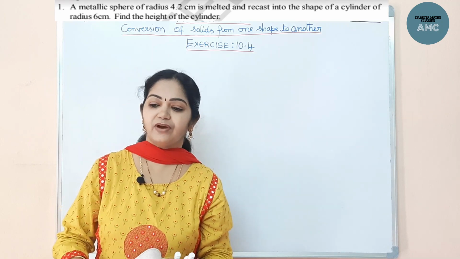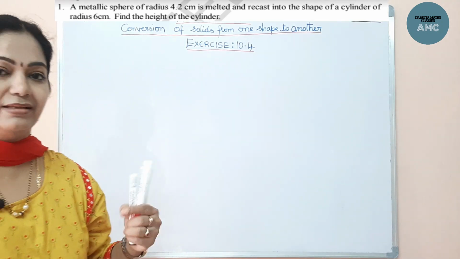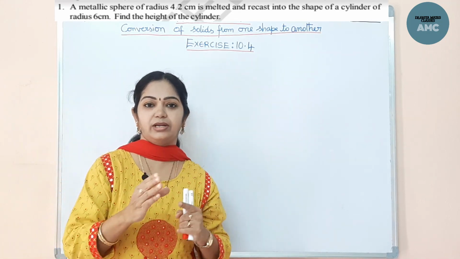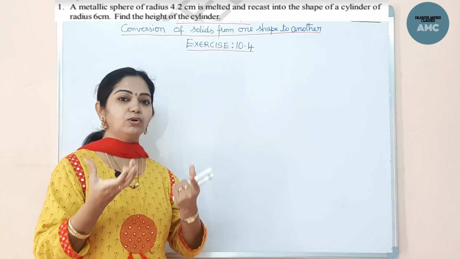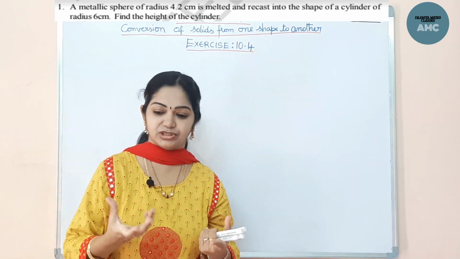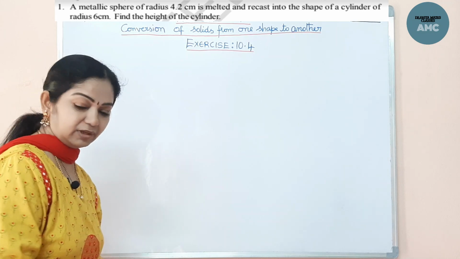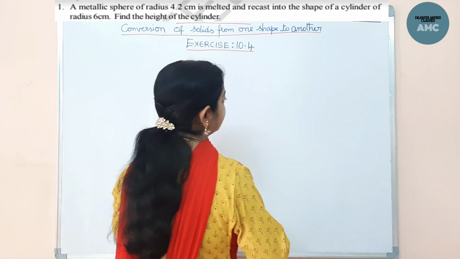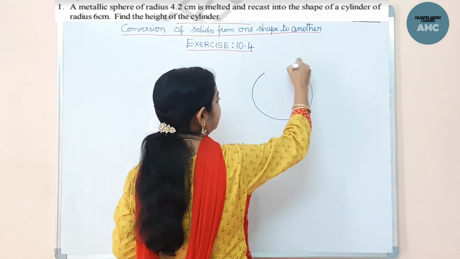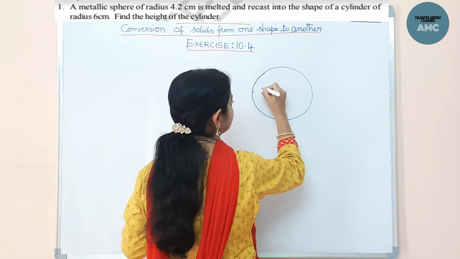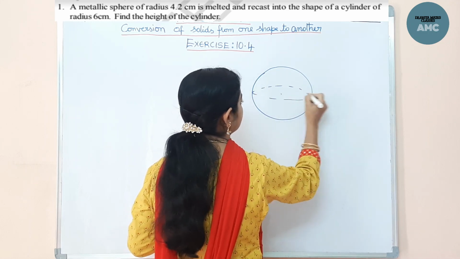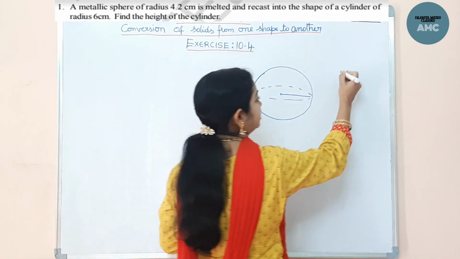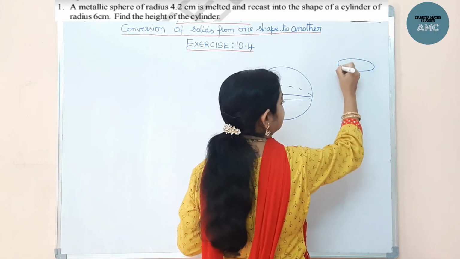Now, when some solid object is melted and recast, there is no loss of any solid. So we can compare both the volumes and get the dimensions required. Now let's see, here given a metallic sphere, let me draw the diagram of a sphere. A metallic sphere having some radius. This is melted and recast into a cylinder, right?